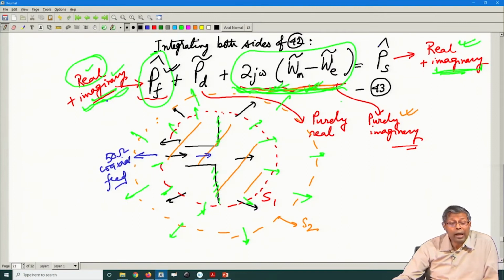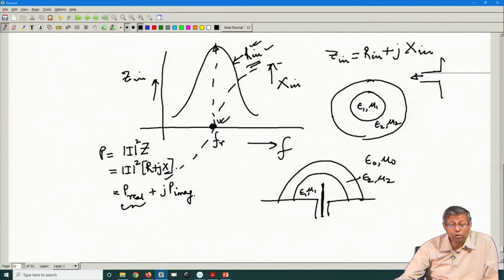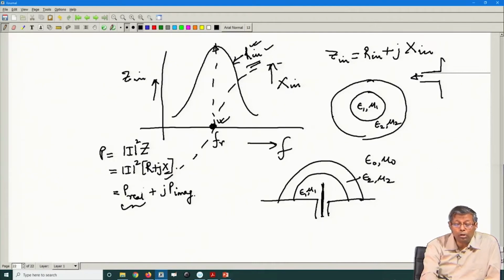So, we have no direct control over this, or to ensure that this will correspond to a 50 ohm radiation resistance. We can try to adjust the location of the feed to get a match, such that this peak corresponds to 50 ohm. If we can get a match by varying this feed location, we can match this point to the 50 ohm line, if this is 50 ohm.